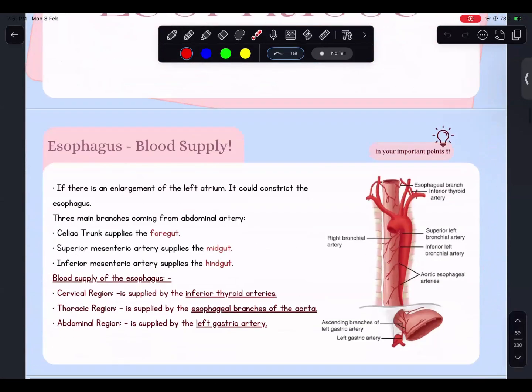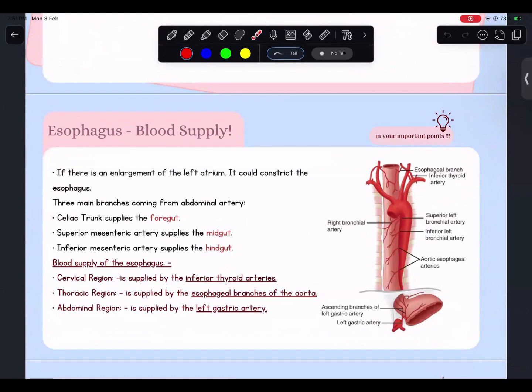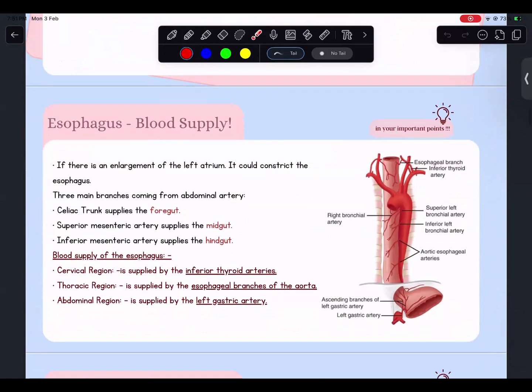Okay, going to talk about the esophagus, sorry. Now, with the esophagus, if there's an enlargement of the left atrium, it could constrict the esophagus. Really important point to remember. The three main branches coming from the abdominal aorta are the celiac trunk, the superior mesenteric, and the inferior mesenteric. The celiac trunk supplies your foregut, the superior mesenteric supplies your midgut, and the inferior mesenteric supplies your hindgut.